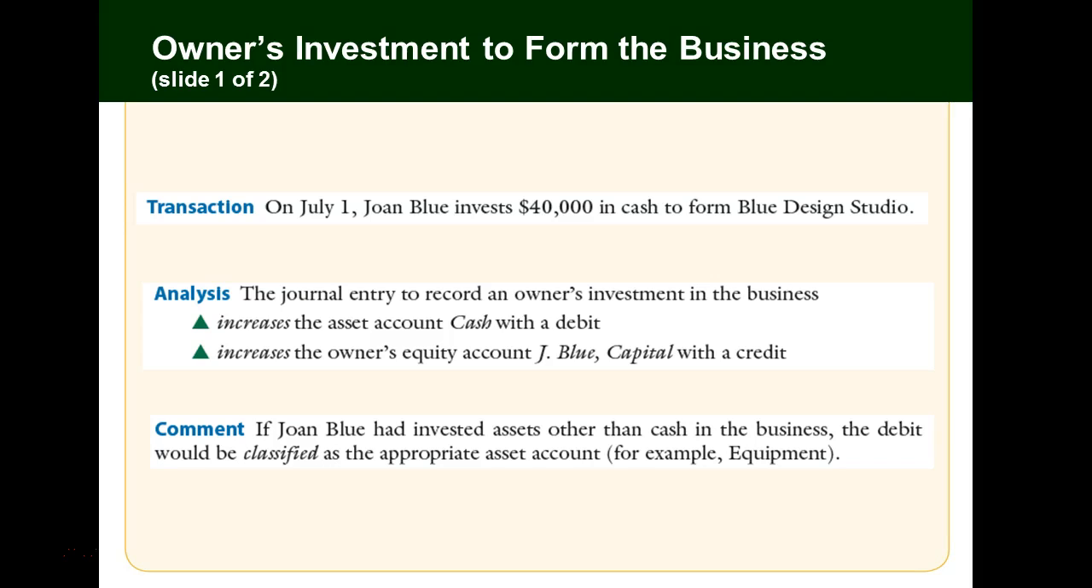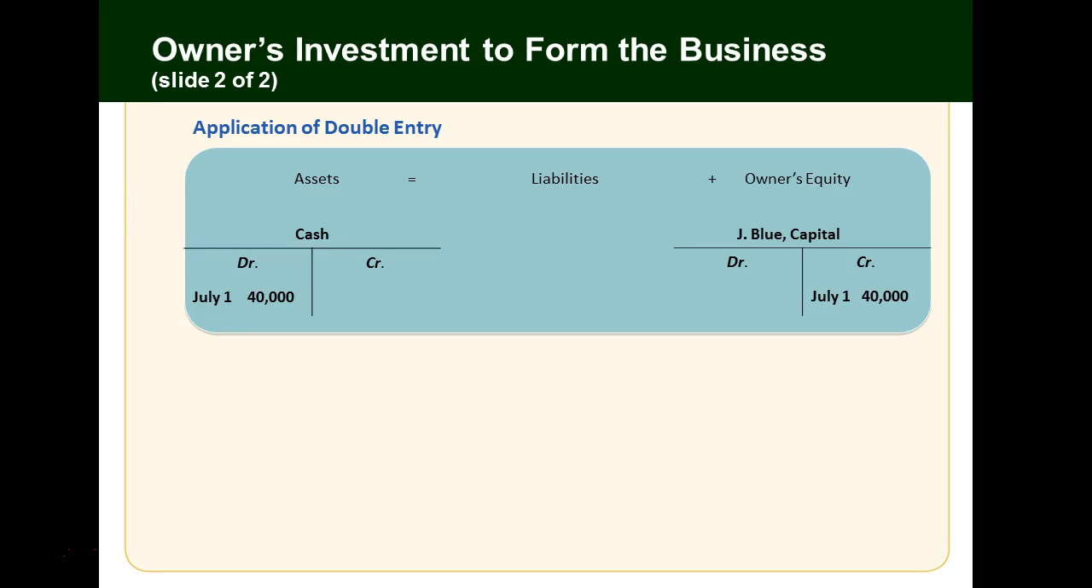If Joan Blue had invested assets other than cash, we would have still increased the asset. It might not have been the word cash, which is the classification. We might have increased automobile or equipment. Do you see what I'm saying? But as we increase an asset, we debit it. As she's investing, she's increasing her equity in the business.